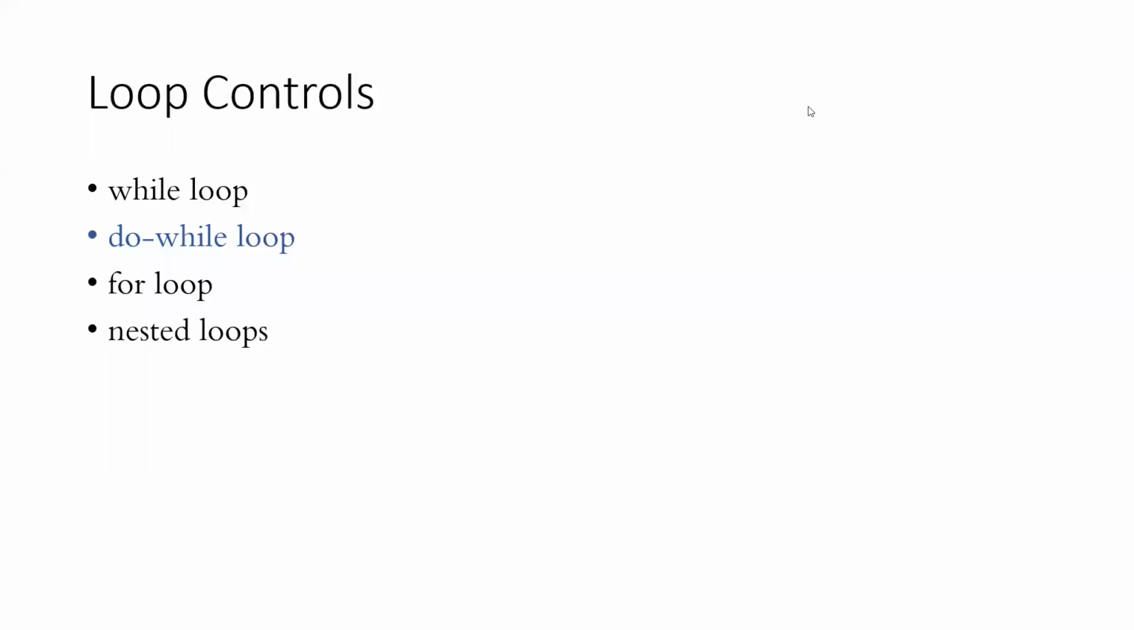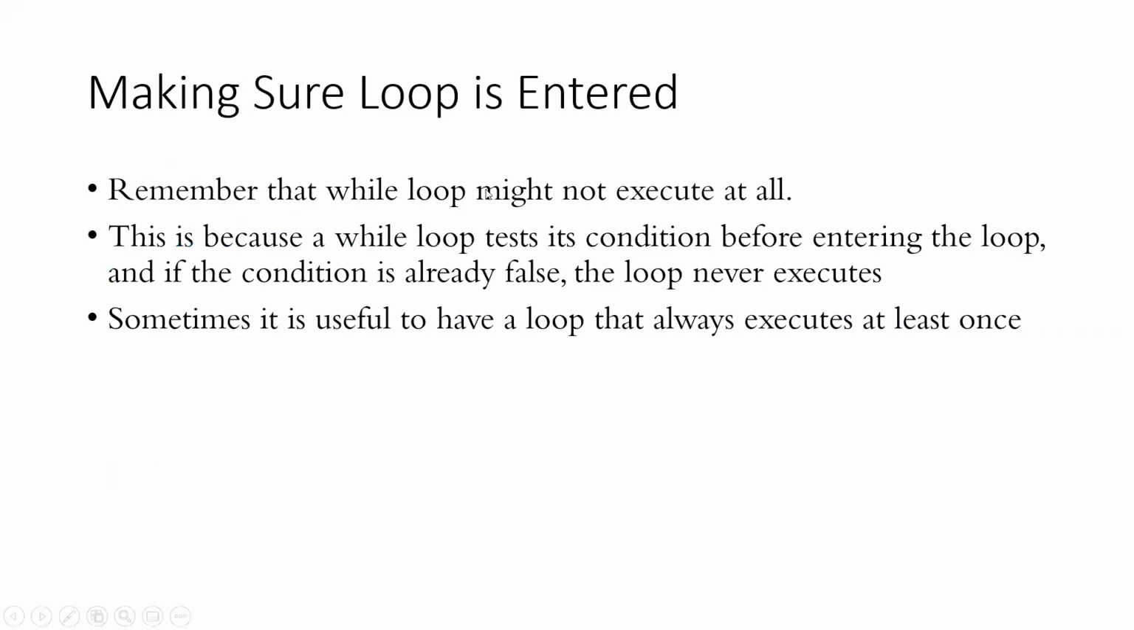So in the previous videos, we have discussed the while loop, and in this section, we will be discussing another repetition structure, which is the do while. If you remember from our discussion before, we mentioned that the while loop might not execute at all. This is because a while loop tests its condition before entering the loop.